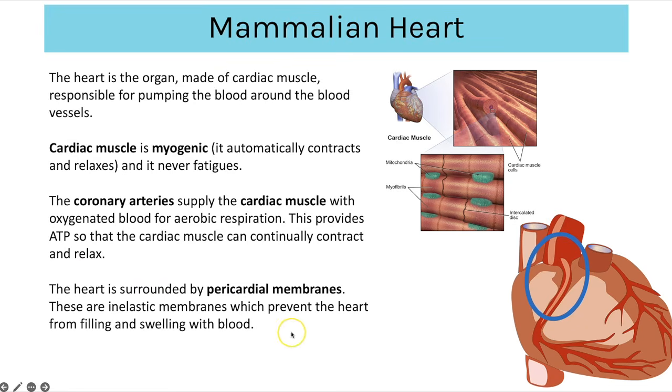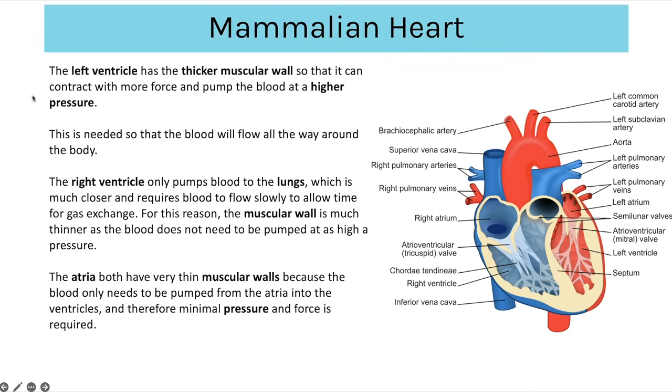The heart is also surrounded by a pericardial membrane, and these are inelastic membranes which prevent the heart from filling and swelling with blood. So then if we have a look at the inside of the heart, there are 4 chambers. You've got the 2 ventricles, the left and the right, and then the 2 atria, the left and the right. And you might notice that literally this would be your right side if we're looking at the picture, but we've labelled it as the left.